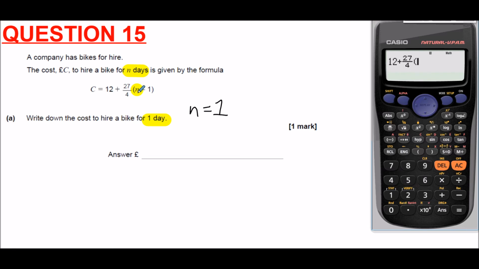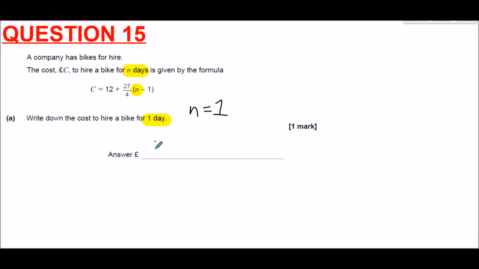Bracket, because it says bracket. N is now 1. And type in minus 1. So we're using the formula exactly as it appears. Press equals. And we see that the cost for 1 day would just be £12.